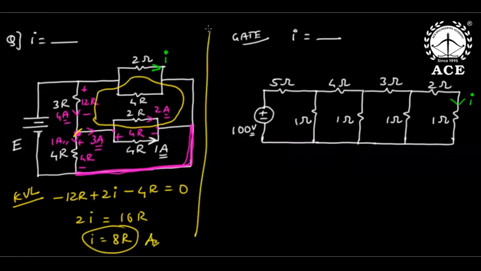You know, I is 8R. Okay, so something like that, sir. So in terms of R only I got, because R is not given. If it is given, you will get the value of the current. Now, sir, I am going to the right side bit.